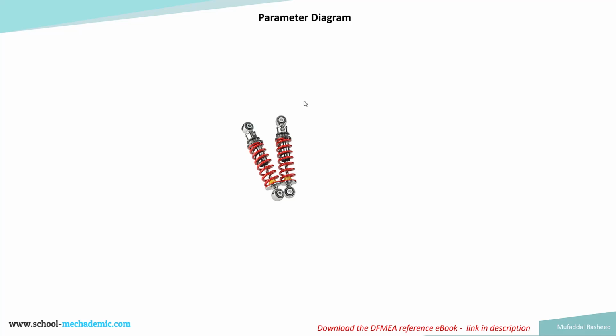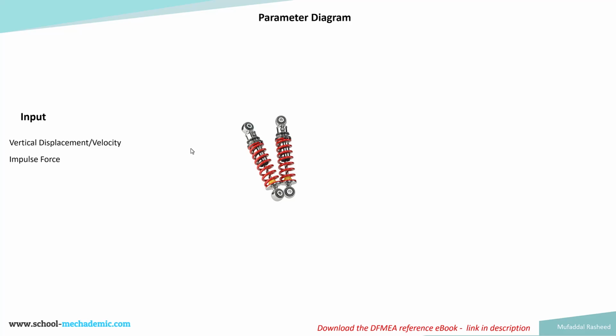Now we are going to look at the parameter diagram for the shock absorber, which is part of understanding the systems. So in order to understand the system, we need to understand what are the inputs to the system, what is the intended output, what is the unintended output, and what are the factors which affect the performance. And of course, along with that, we need to also list what are the important functions which it needs to perform. So first, what is the input to the shock absorber?